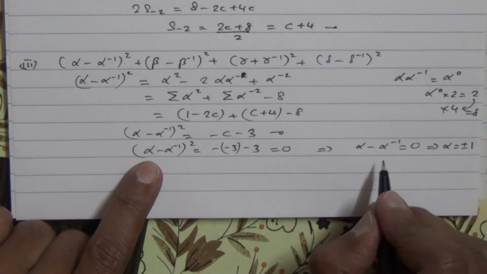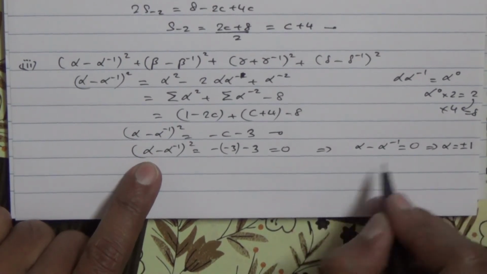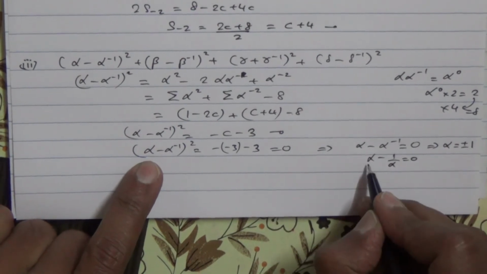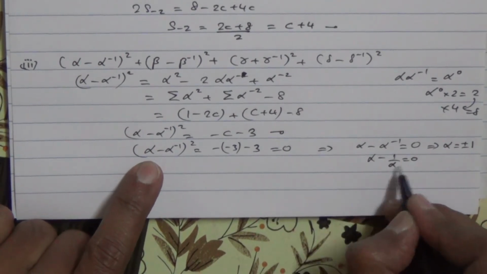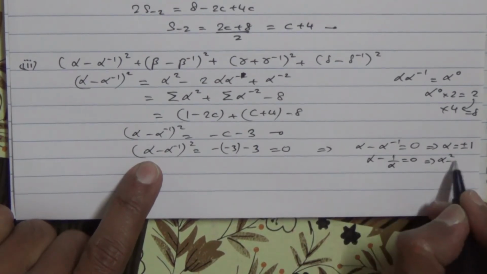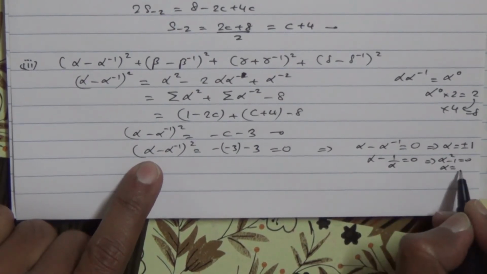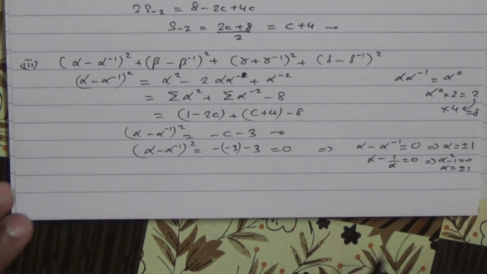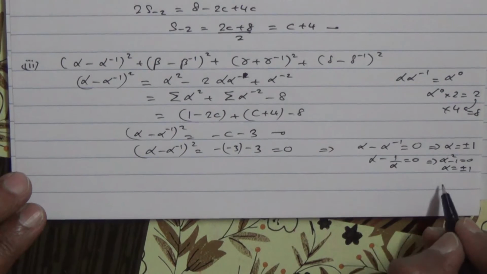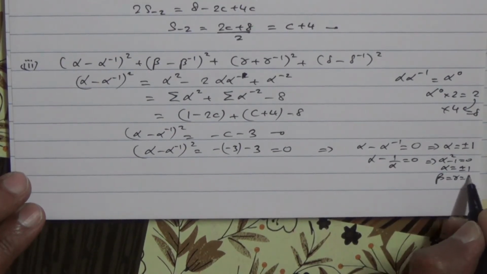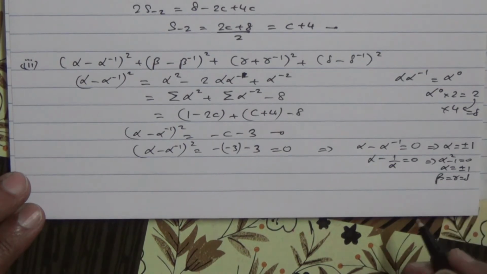This is basically what we're doing: alpha times alpha to the minus 1 is alpha square, so alpha square minus 1 is equal to 0, and alpha is equal to plus or minus 1. Now what about the others? This would be the same for beta, the same for gamma, and the same for delta. All of them are going to be equal to plus or minus 1.